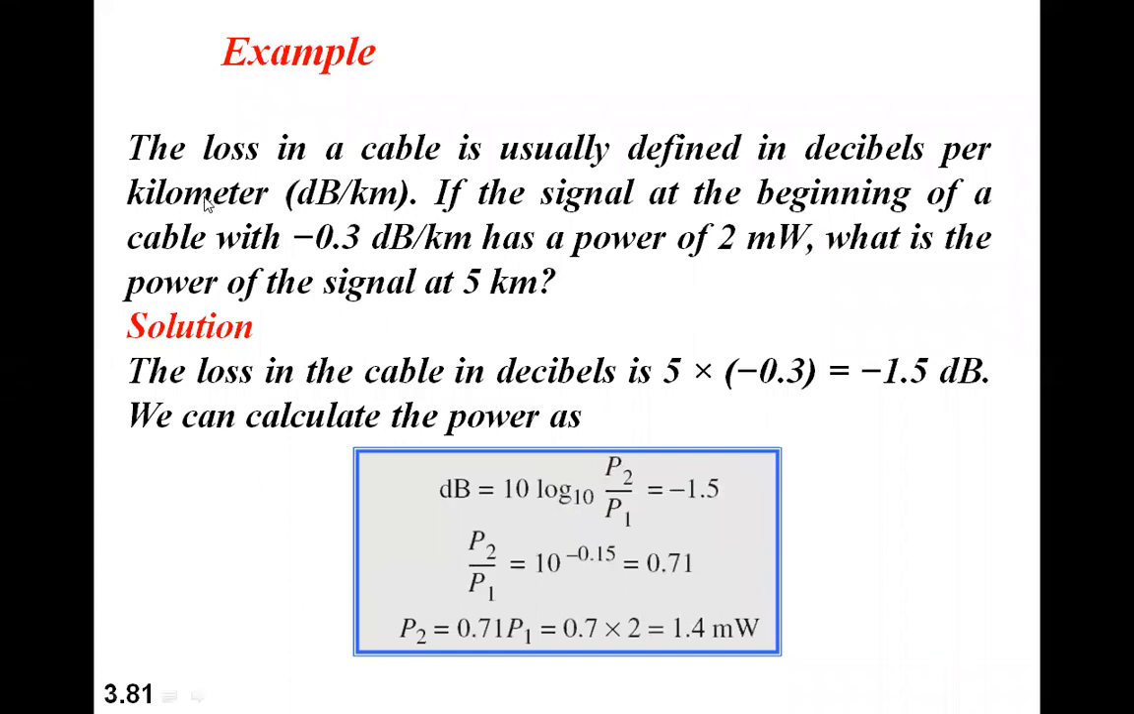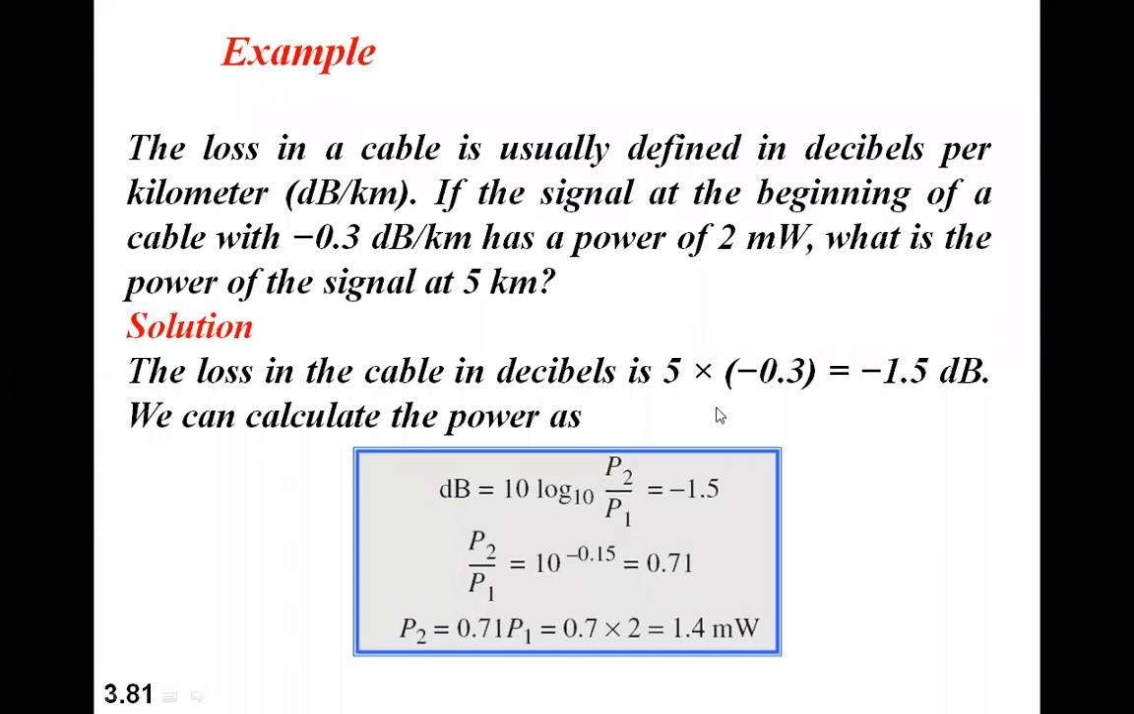Just go through quickly. The loss in a cable is usually defined in decibels per kilometer. If the signal at the beginning of a cable has power of 2 milliwatts and the loss is minus 0.3 dB per kilometer, what is the power of the signal at 5 kilometers? This can be calculated easily. The loss in the cable in decibels is 5 kilometers times 0.3 per kilometer, so it becomes minus 1.5 dB. And the original power is 2 milliwatts here.